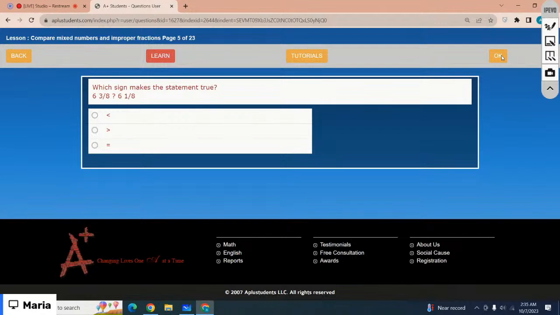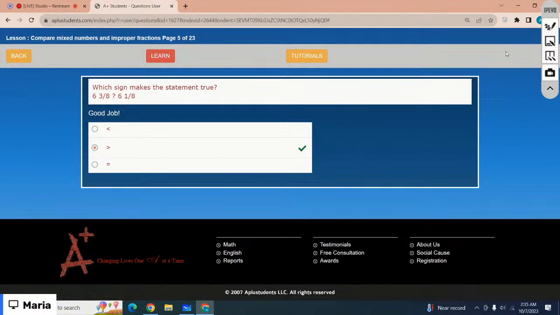Okay, which sign makes the statement true? 6 whole 3 by 8 and 6 whole 1 over 8. Which is the correct option? They both have equal whole numbers, and when you compare the fractional part, they have like denominators, right? So 6 whole 3 by 8 is greater than 6 whole 1 over 8, right?